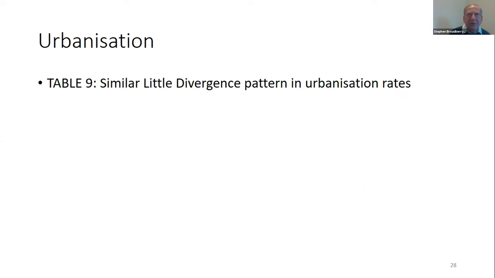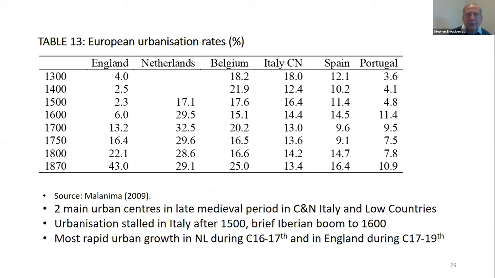We can pick up the same sort of picture in the pattern of urbanization. I should move on a bit here, but let me just show you the basic data here. You start off with two main centers of urbanization in central and northern Italy in 1300, and in the Low Countries, Netherlands and Belgium, early on. What happens is that in Italy, you start to get stagnation and, in fact, a slight decline after 1500.